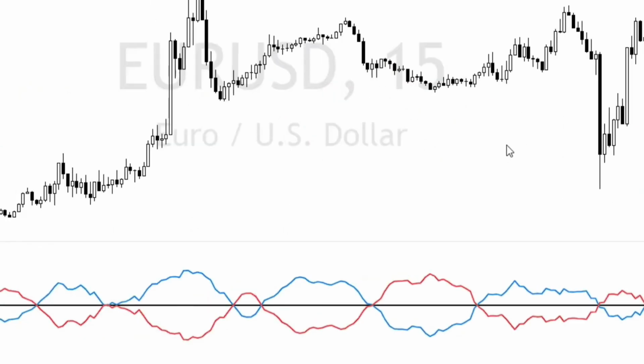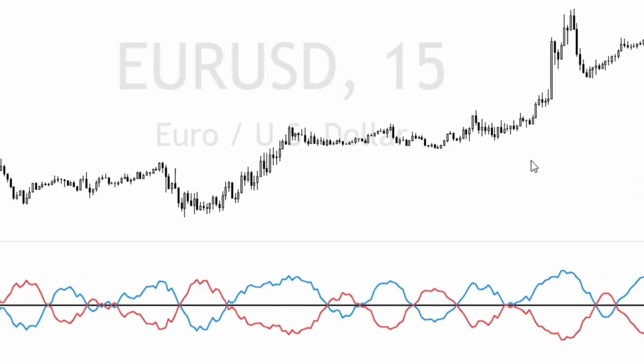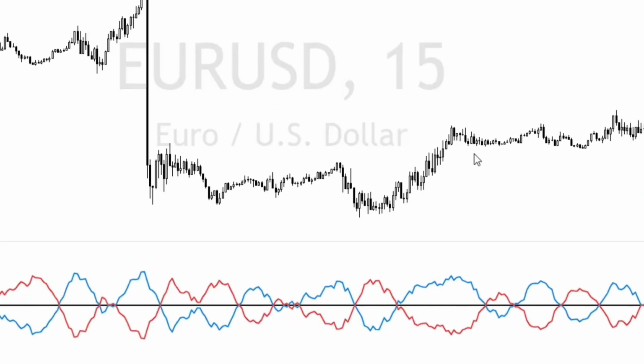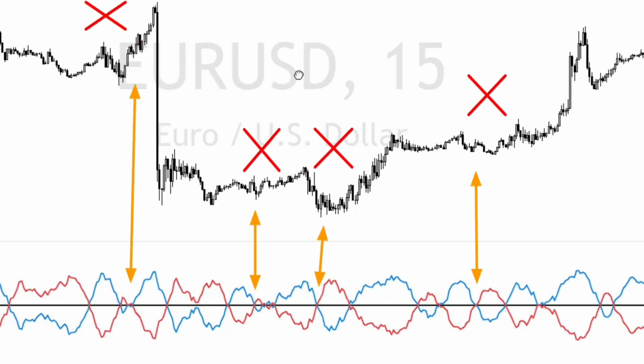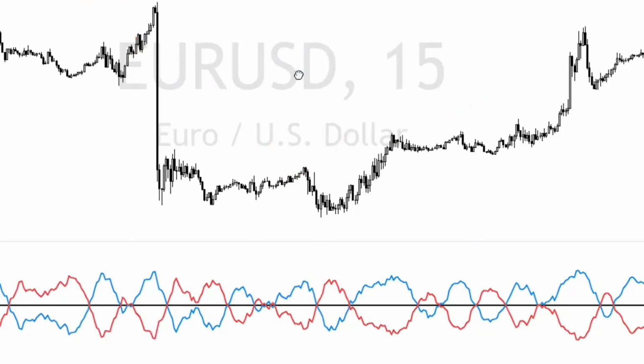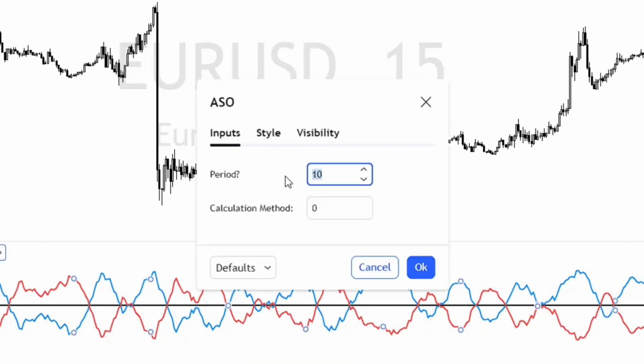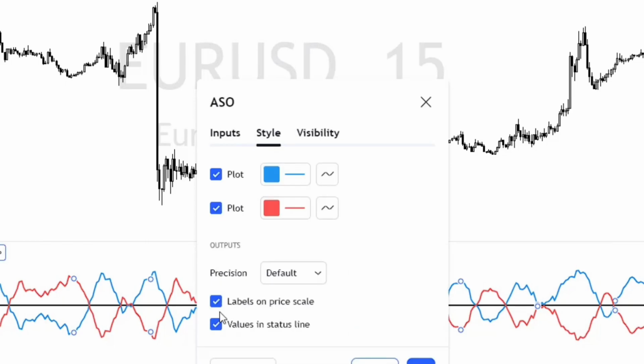But hold up, here's where it gets really interesting. While this indicator is a gem, it's not without its quirks. Have you ever spotted a signal that led you astray? Those pesky false alarms can throw a wrench in your trading game. But fear not, my friends, because I've got the solution. By tweaking the indicator settings and adding a dash of finesse, we can smooth out those rough edges.